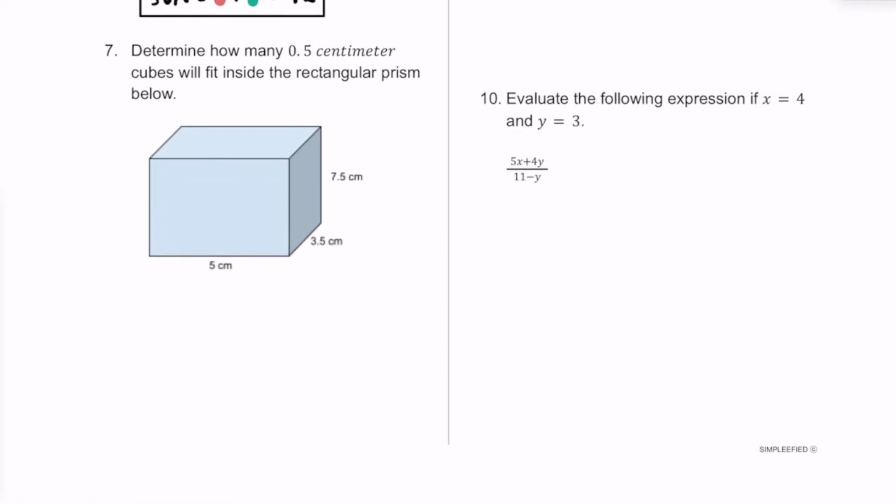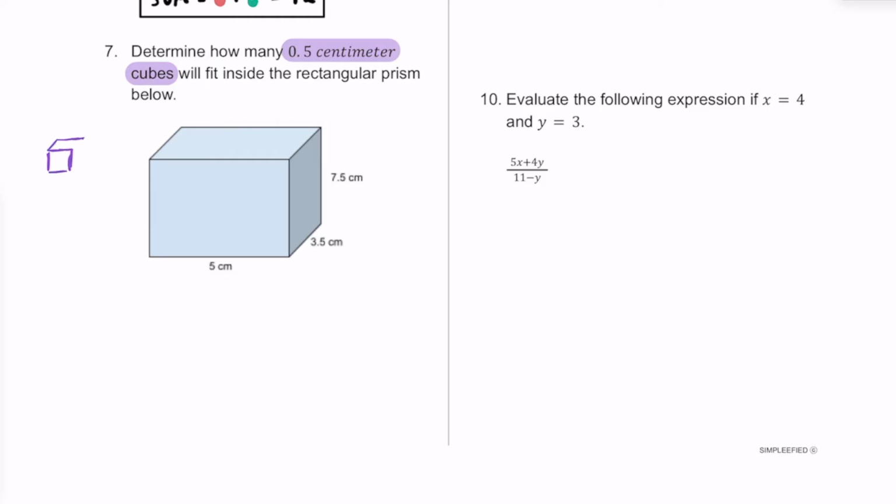All right, here is number 7. For number 7, we're going to see how many of these little 0.5 centimeter cubes will fit inside of the rectangular prism below. And if you're not sure what they're implying about the 0.5 centimeter cube, keep in mind that this just means that we have this little cube here.